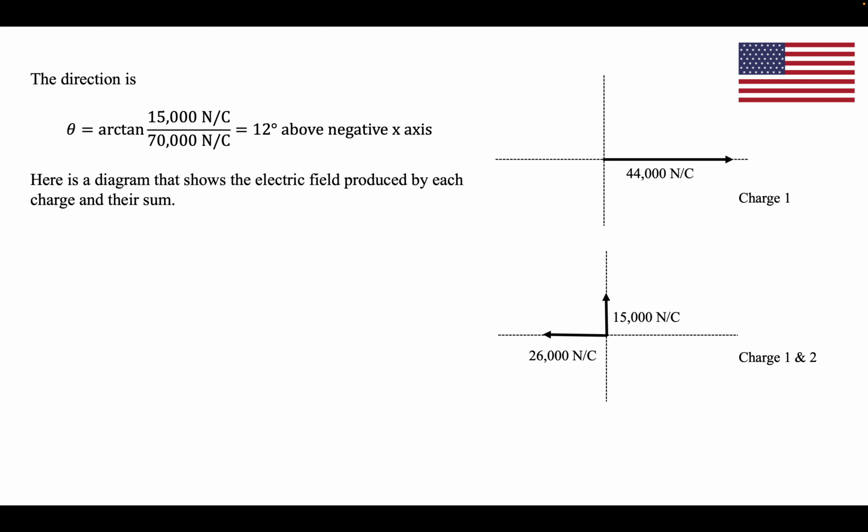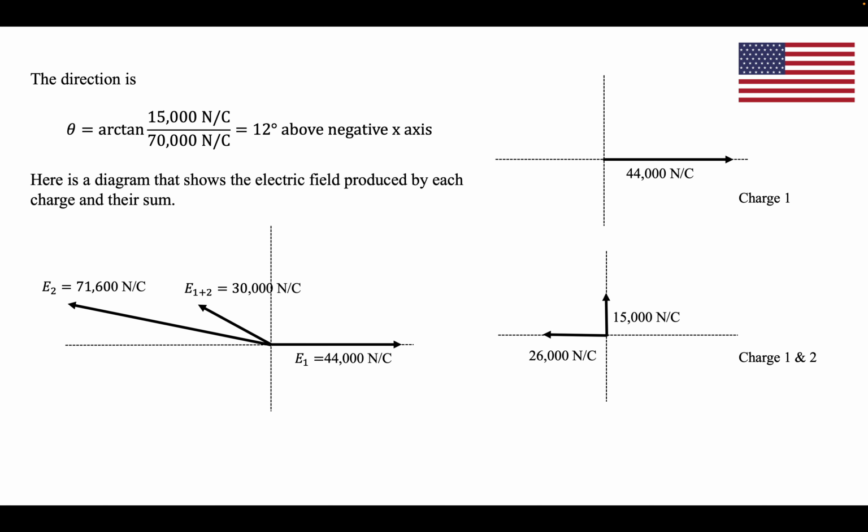So here's a diagram that shows each field. Here's E1. Here's E2. There's E1 plus E2. Should make sense. So the answer is 71,600 newtons per coulomb, 12 degrees above the negative x-axis. That's problem 3.